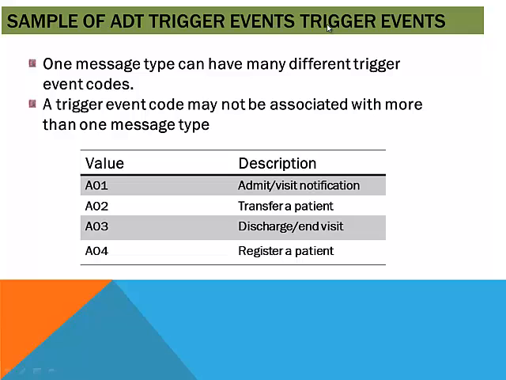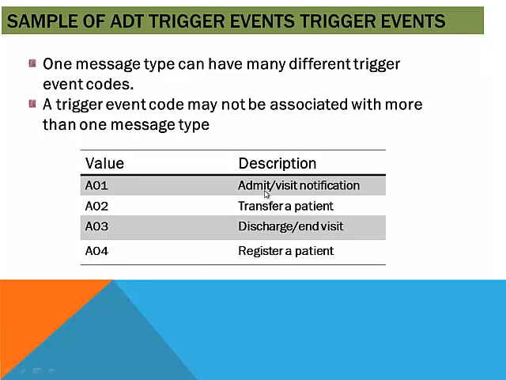Also for the trigger events, we just show different trigger events. Also we have different event codes. For one message type, generally we have many different trigger event codes. But a trigger event code may not be associated with more than one message type. For example, for the message ADT, we can have 4 trigger event codes.